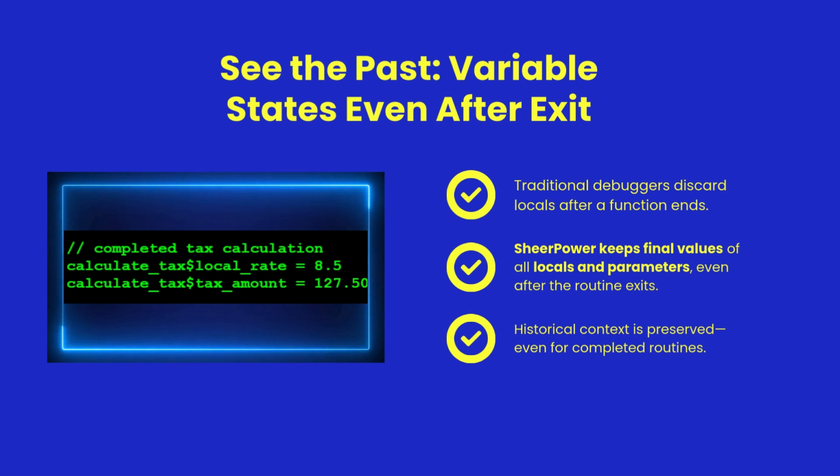Most debuggers lose all trace of a routine's local variables once it exits. But SheerPower retains those final values, letting you trace decisions and calculations made earlier in the call chain. This gives you deep historical context when debugging complex business logic.